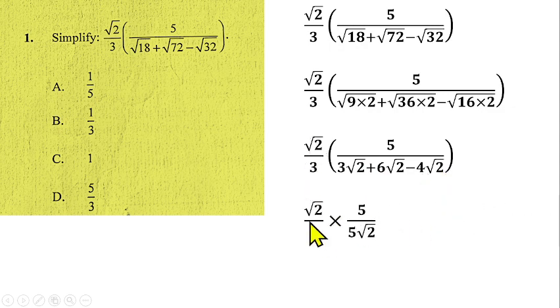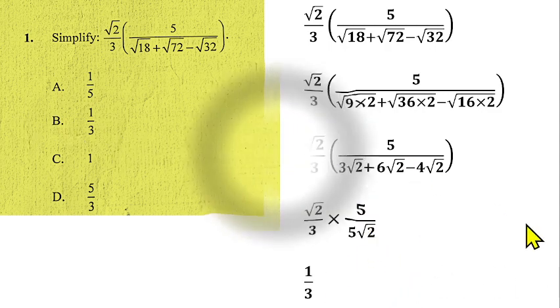So technically you're having root 2 over 3 times 5 over 5 root 2. Then root 2 can take care of root 2 here, 5 can take care of 5, so you are left with 1 over 3. So option B is the correct option for question number 1.